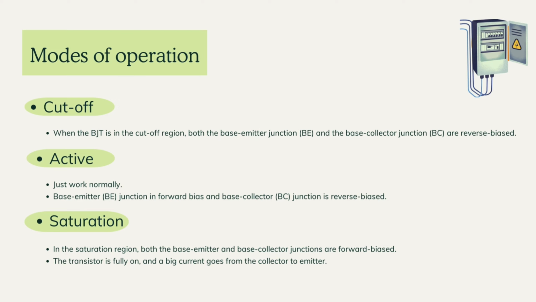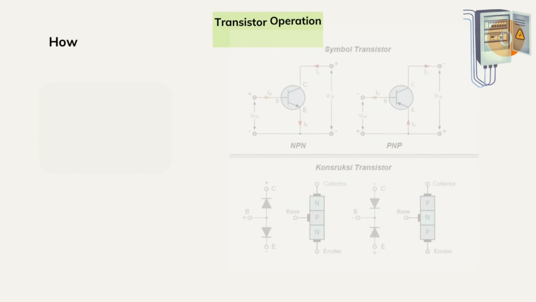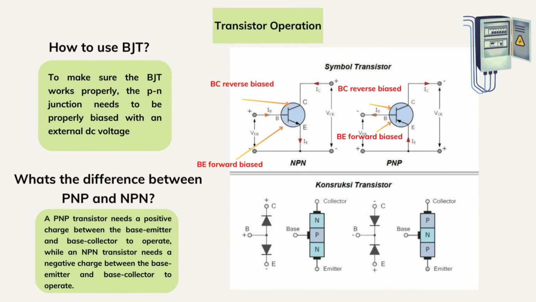It also behaves like a closed switch, allowing maximum current to flow through it. Next, let's go to how to use a BJT.